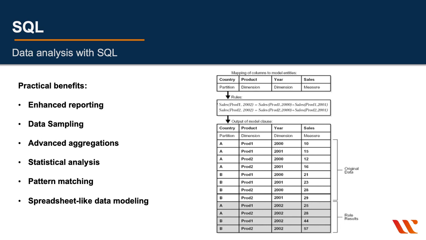So there are 3 stages here. Stage 1 is to map the columns to model entities. This divides the source table into 3 components: partition, dimension, and measure columns. Stage 2 is to define the required business rules that define the new data points. And finally, stage 3, which merges the data with calculated rows. So here, this creates a unified output by applying the rules to the source table to create a unified data set containing the original data and the hypothetical data derived from the business rules.